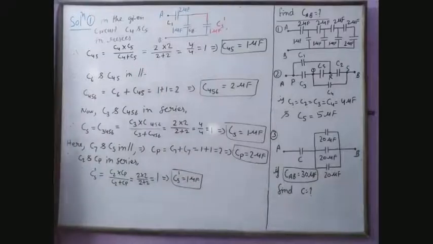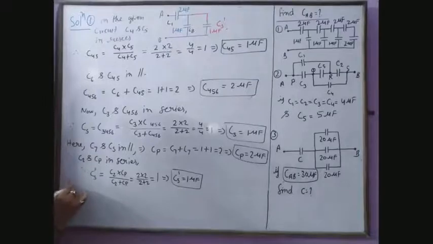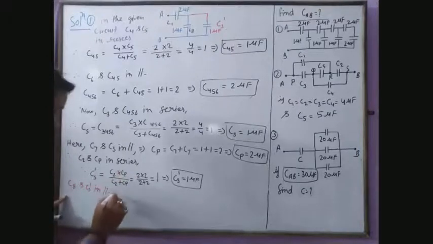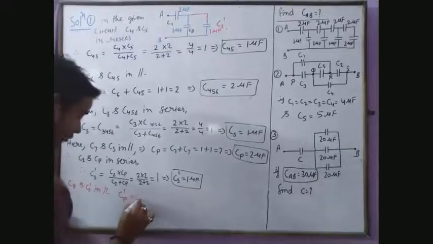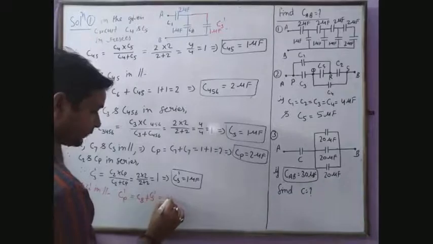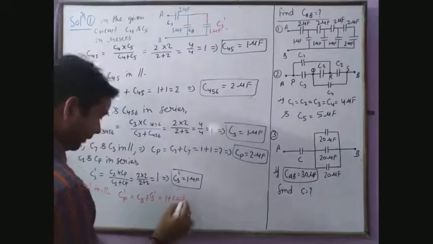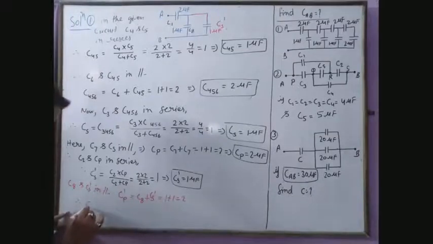Okay, now C8 and CS dash are in parallel, so we calculate CP dash. This CP dash is equal to C8 plus CS dash, which is 1 plus 1 is 2. Therefore you will get from here that CP dash is equal to 2 microfarad.